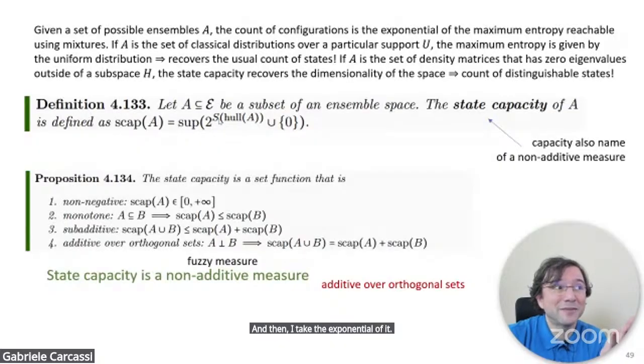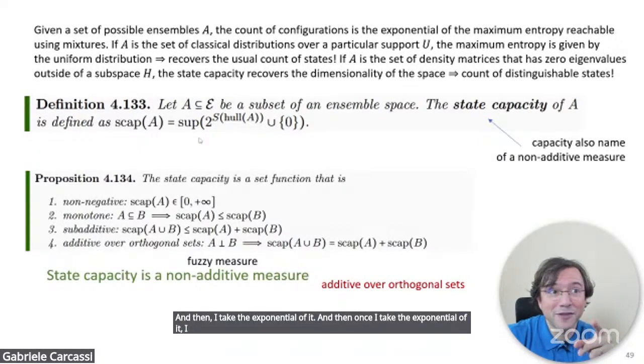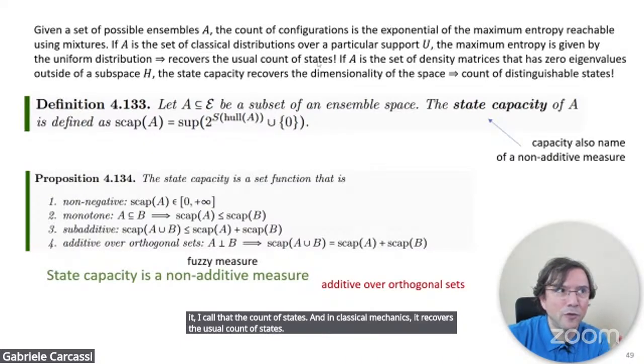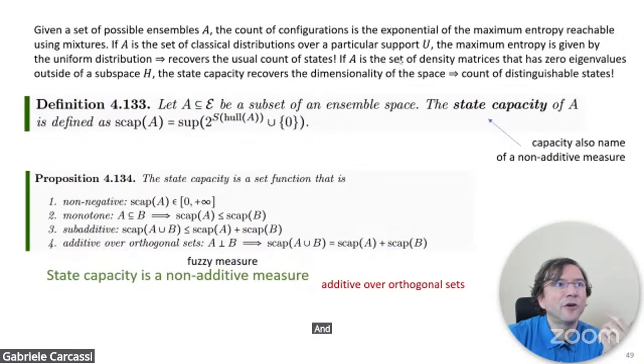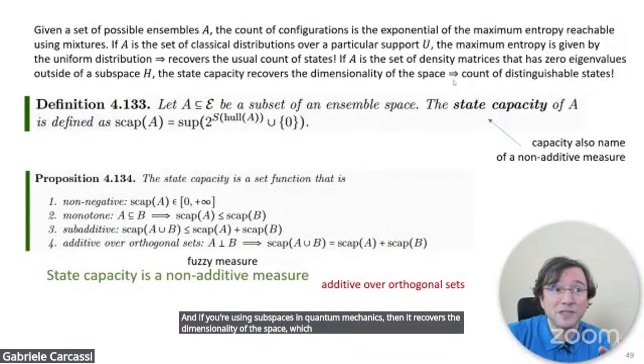And once I take the exponential of it, I call that the count of states. And in classical mechanics, it recovers the usual count of states, it recovers the Liouville measure. And if you're using subspaces in quantum mechanics, then it recovers the dimensionality of the space, which is the count of distinguishable states.